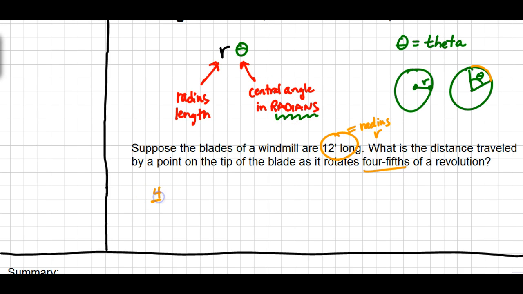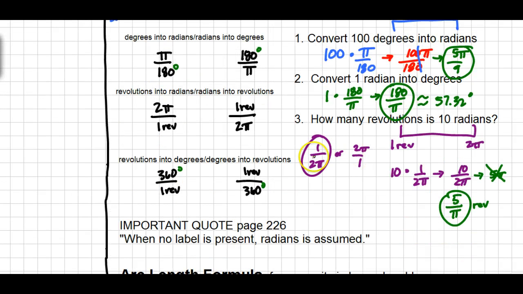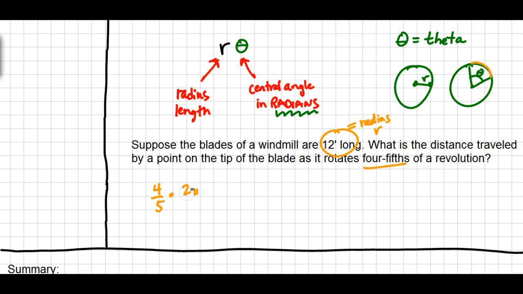So that's the first thing I'm going to do, is take 4/5 and multiply by something to turn it into radians. Remember on the previous question I already had revolutions and radians in relationship here. I wanted revolutions, so I put the 1 on top. This time I want radians, so I would put the 2 pi on top. So I'm going to do 2 pi over 1, and I'm going to multiply across. When I multiply across, I get 8 pi over 5.